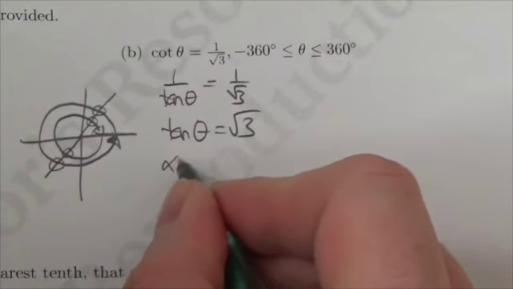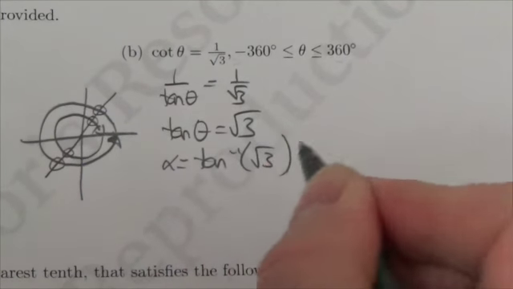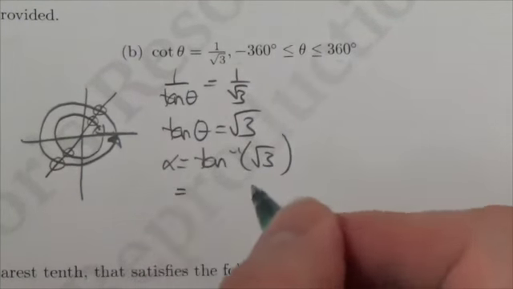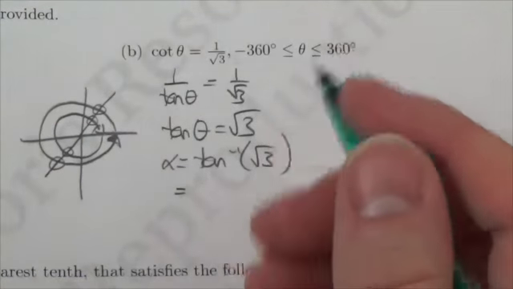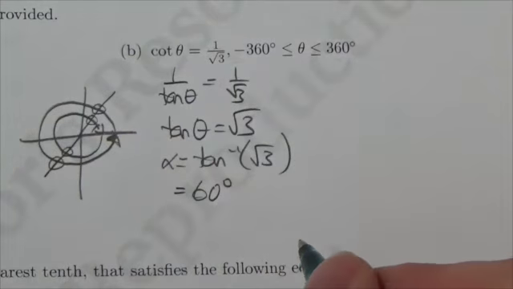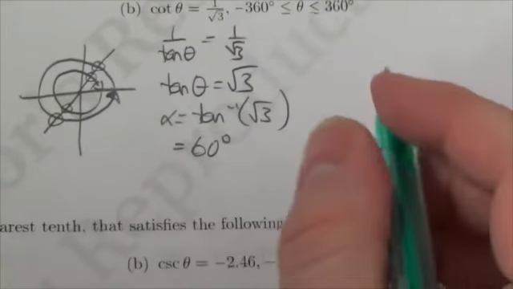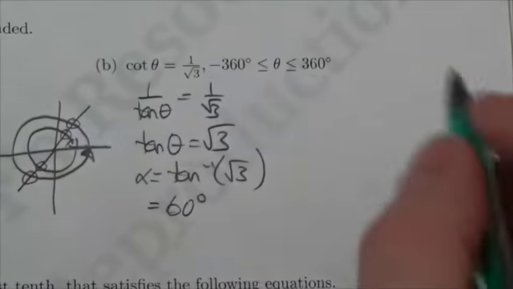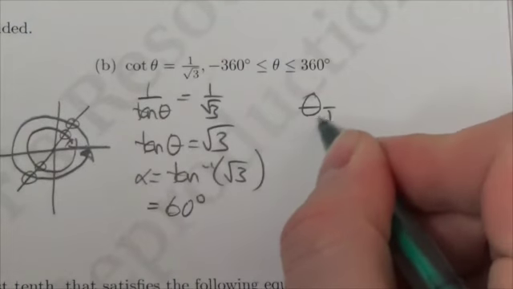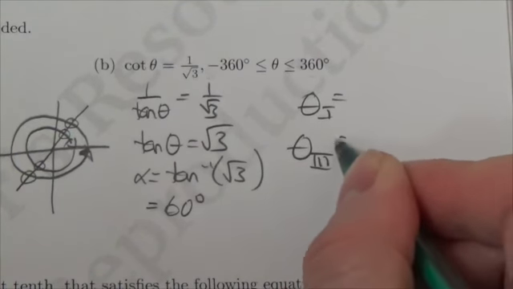Now I look at my reference angle, and the reference angle will be the inverse tangent of root 3. If I go to my calculator or think about my unit circle or whatever, I'll get right away that that's got to be 60 degrees. So what this means is, now I've got 2 quadrants that I'm working in. So I've got quadrant 1 angle, or angles, and I've got quadrant 3 angles.